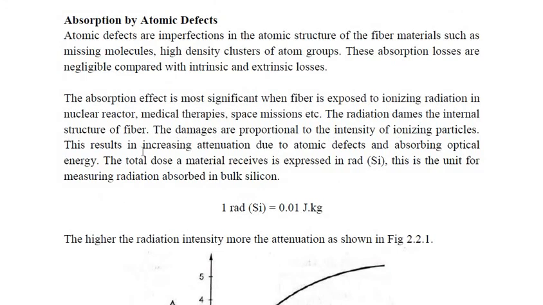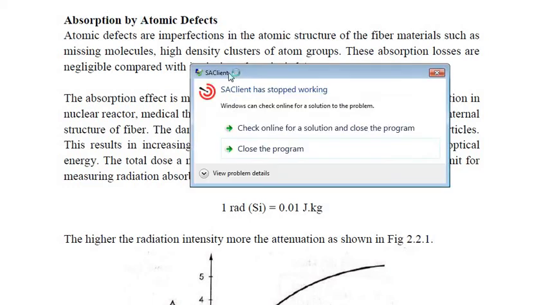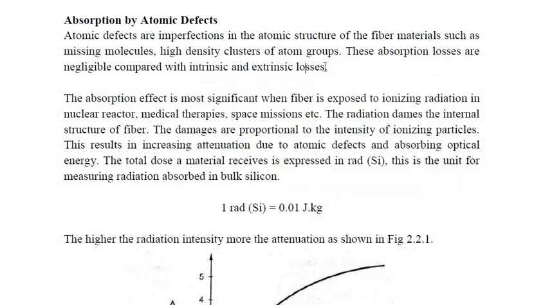So, absorption by atomic defects. Atomic defects are imperfections in the atomic structure of the fiber materials, such as missing molecules, high density clusters of atom groups. These absorption losses are negligible compared with intrinsic and extrinsic losses. So, atomic defects can be neglected as compared to intrinsic and extrinsic losses.